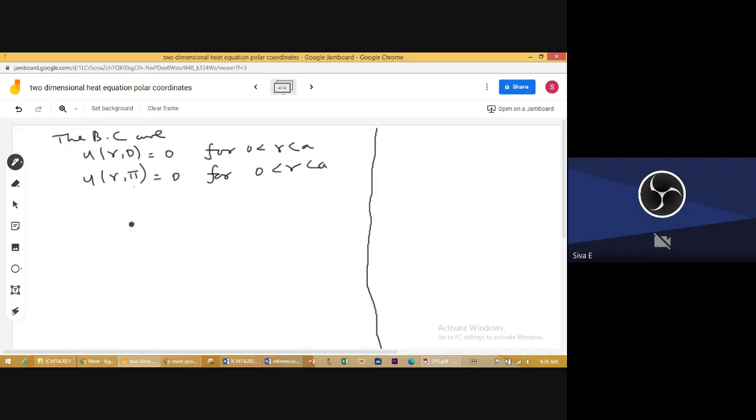The last boundary condition is that u of a comma theta equals f of theta, where 0 less than theta less than pi.